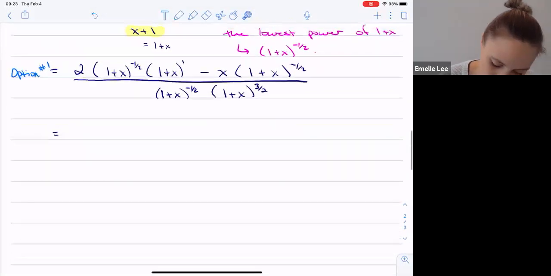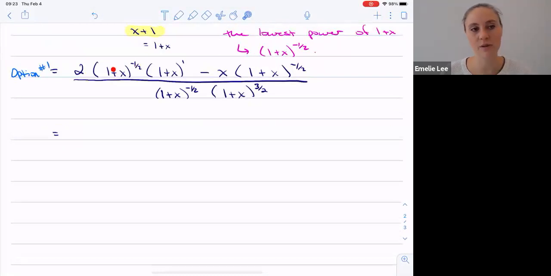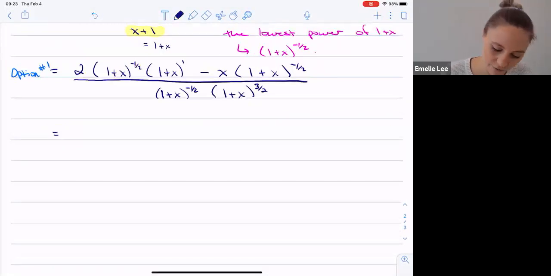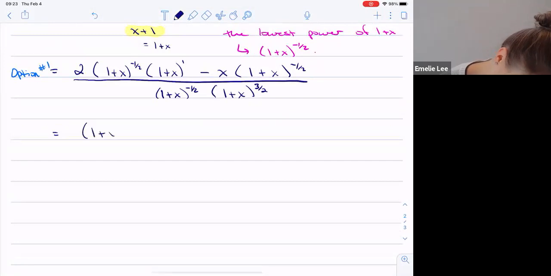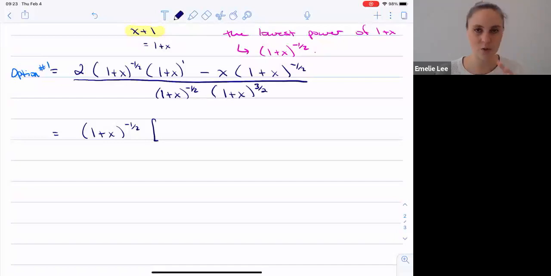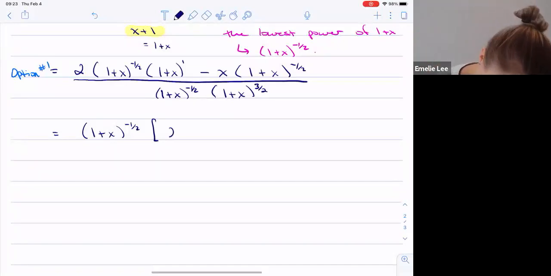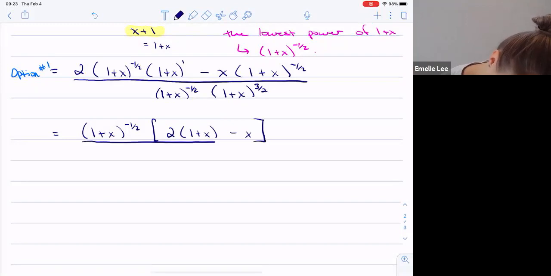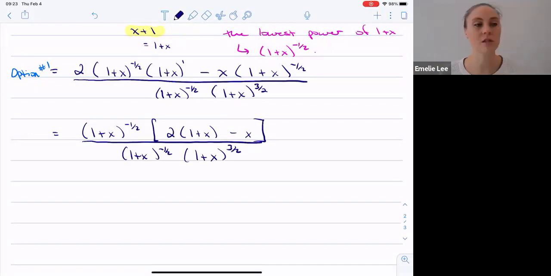So what I'm going to do is I'm going to pull out this common factor of 1 plus x to the negative 1/2. And I'm going to have 1 plus x to the negative 1/2, and then I'll use square brackets to show that that's all times this. So everything that's left over, 2 times 1 plus x minus x, over 1 plus x to the negative 1/2 times 1 plus x to the 3 over 2.